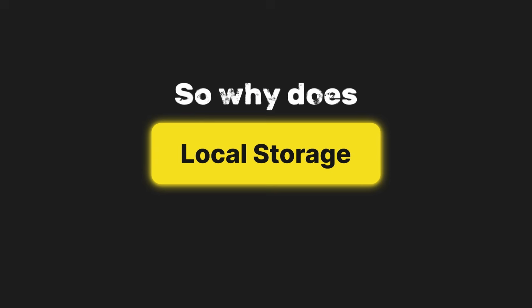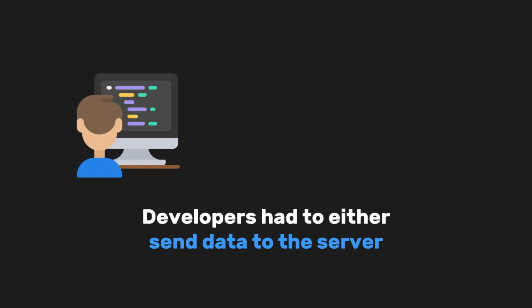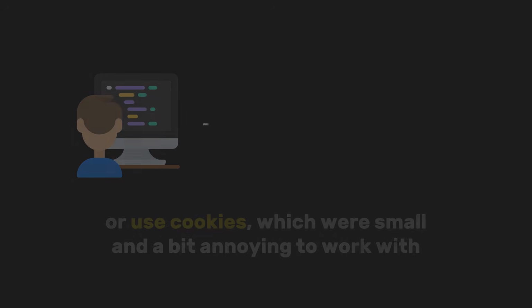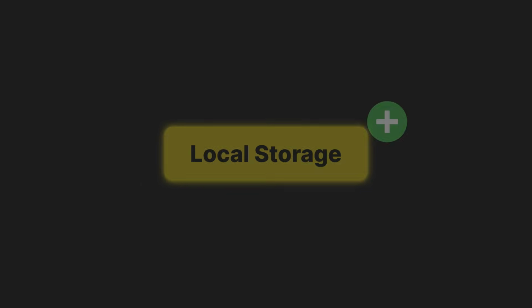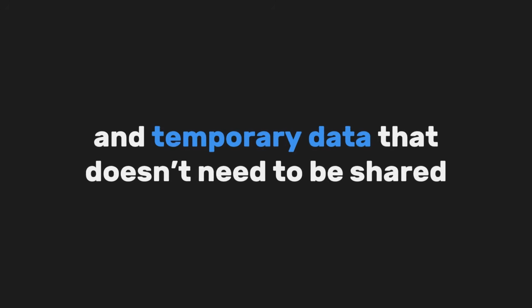So why does local storage exist? Web pages used to forget everything when you refreshed them. Developers had to either send data to the server or use cookies, which were small and a bit annoying to work with. Local storage was added to make things easier. It lets us save small pieces of data directly in the browser, quickly and simply. It's perfect for things like user settings, UI state, and temporary data that doesn't need to be shared with anyone else.